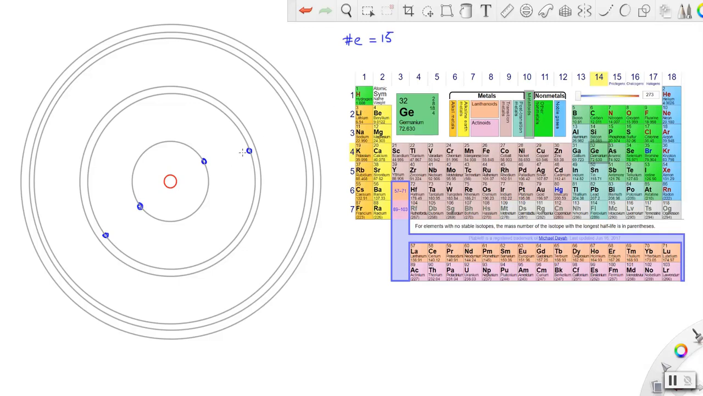And so we filled up the n equals 1 s subshell, and we filled up the n equals 2 s subshell. And now when we go to boron, we can start to fill up the p subshell. Notice here what we have is 1, 2, 3, 4, 5, 6 of these, right? That's not a coincidence. This block here represents those 2 that we put in the s subshell, and then this block here represents the ones that we put in the p subshell.